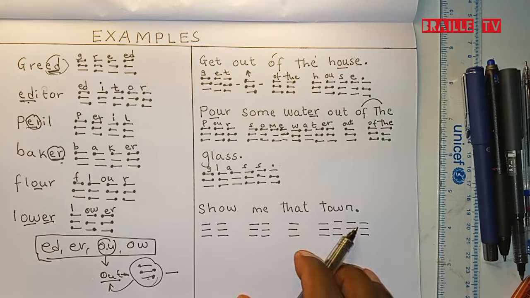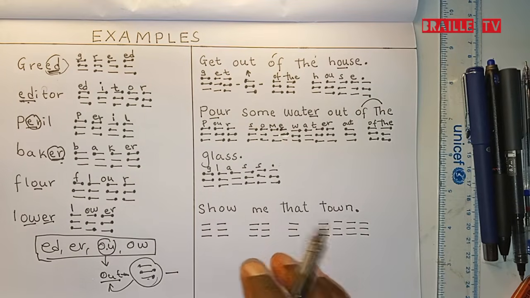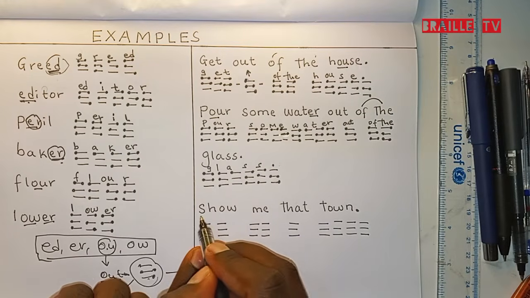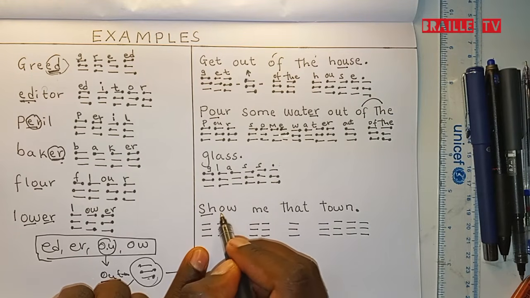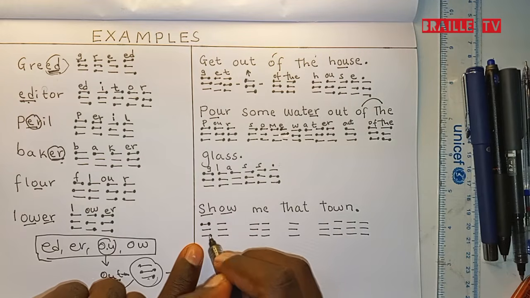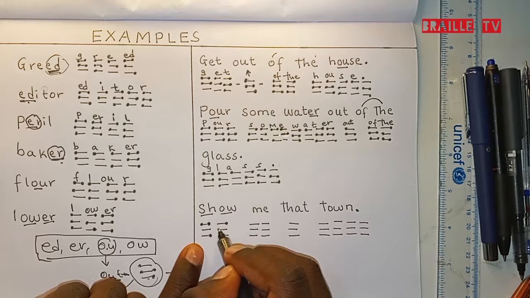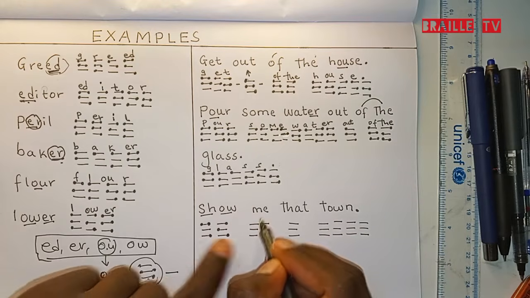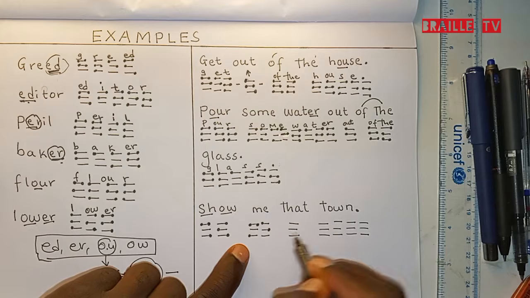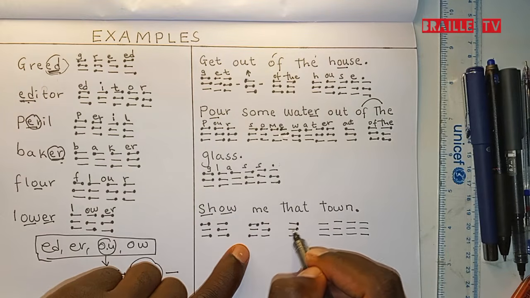Show me that town. Show me that town. The last example according to this list. So show me, we have two things to contract in the word show. We have SH and we have OW. Here SH, I told you it is C plus dot 6. Then OW is the opposite of O, or I plus dot 6. Then me, nothing to contract, it is just spelling out. And then that, I told you it is T standalone.